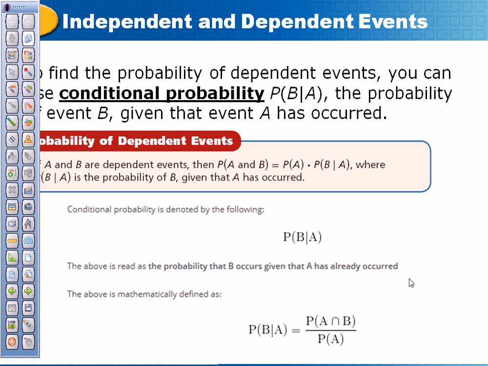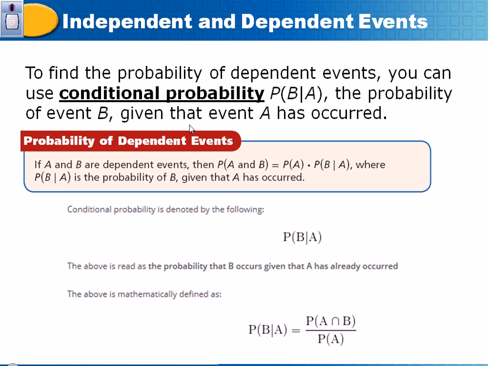So what does this look like in math speak? In math speak, it looks like this. To find the probability of dependent events, you can use conditional probabilities. This is given that something has occurred. We say this, the probability of B given A. So given that A happened, this is the probability of B given that event A has occurred. So if A and B are dependent events where one does affect the other, this is what we do to find the probability of A and B. We do the probability of A times the probability of B given that A happened.